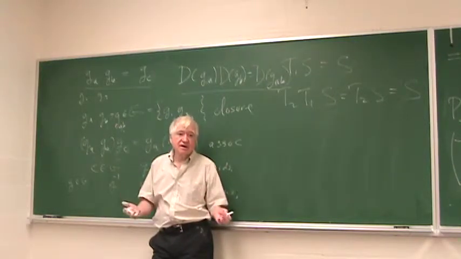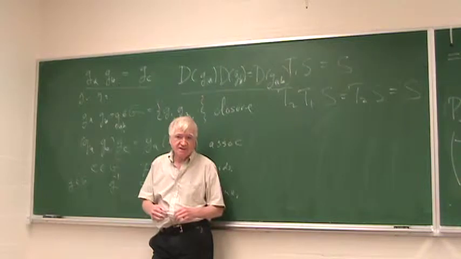And this is a much more restrictive mathematical object. So the complex numbers are a field. The real numbers are a field.